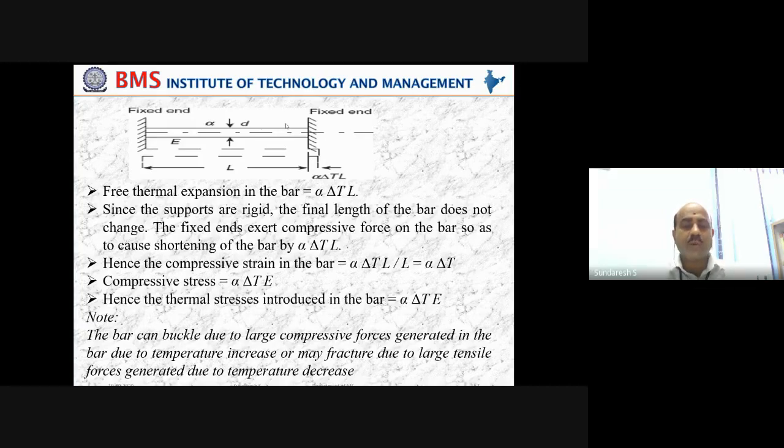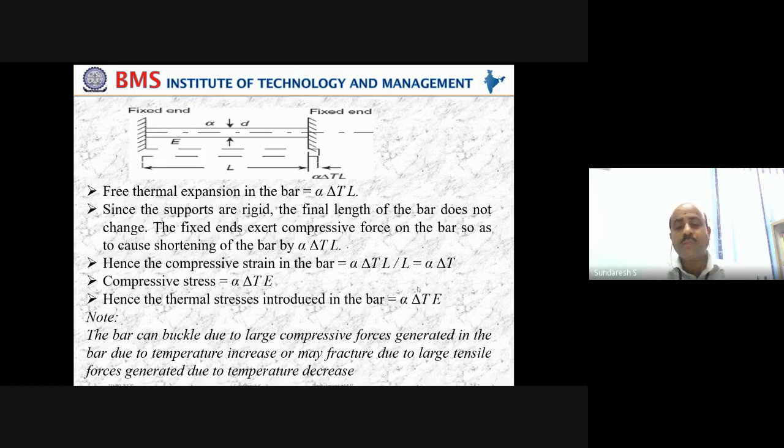So when it undergoes a change in temperature of delta T, we can say what the compressive strain in the bar is. Thermal expansion is given by alpha into delta T into L, and the compressive strain in the bar is alpha into delta T into L divided by L. So the compressive strain you will get is alpha into delta T. By using Hooke's law, we can easily relate the compressive stress as alpha into delta T into E. Therefore, the thermal stress induced in the bar is equal to alpha into delta T into E.